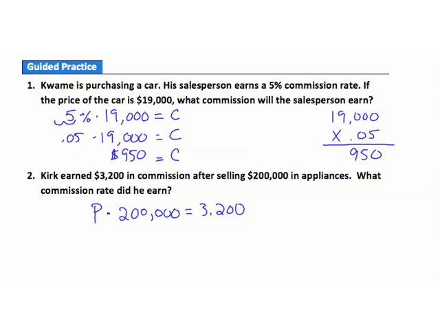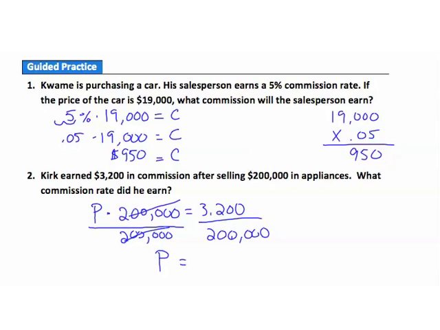$3,200. Well, we're trying to solve for P, our percent here, so we need to get that all alone. So we want to undo this multiplication of $200,000. So we're going to divide this side by $200,000. Same thing on this side, divide by $200,000. On the left side, that common factor of 200,000 is going to divide out and leave us with P, or the percent of our commission rate. And now we need to do some division.